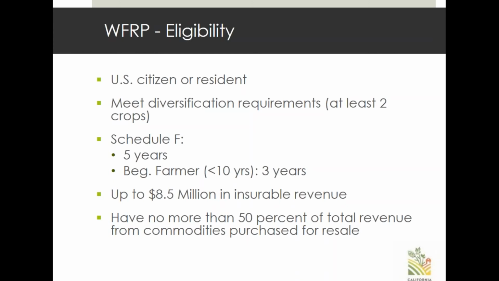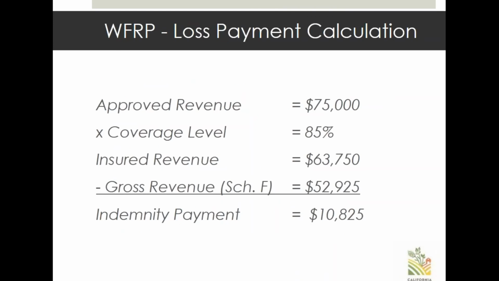Whole farm revenue protection covers up to $8.5 million in insurable revenue. And also, very importantly for the aggregators out there, those of you who grow products on your farm but also buy products from other farms for resale, up to 50% of the revenue you insure can come from other farms. So it's important to remember.